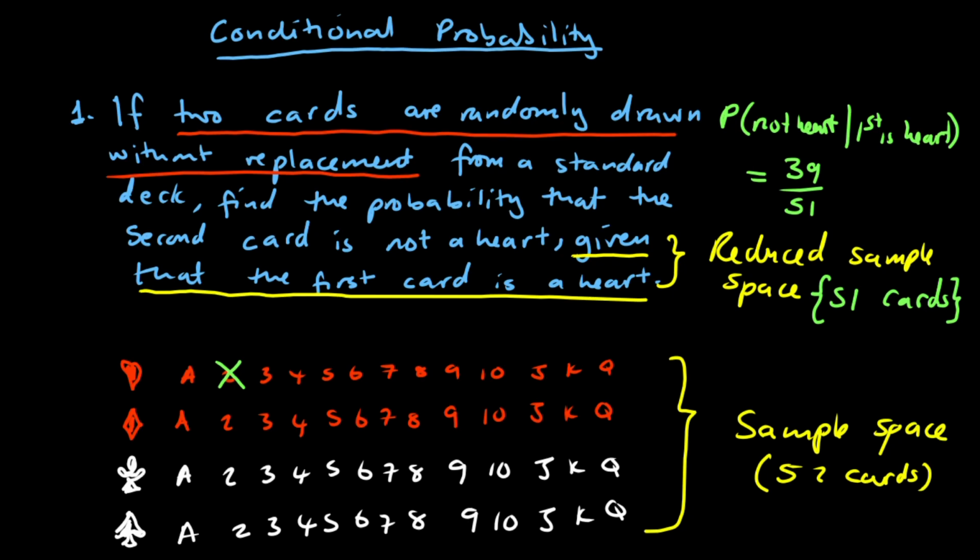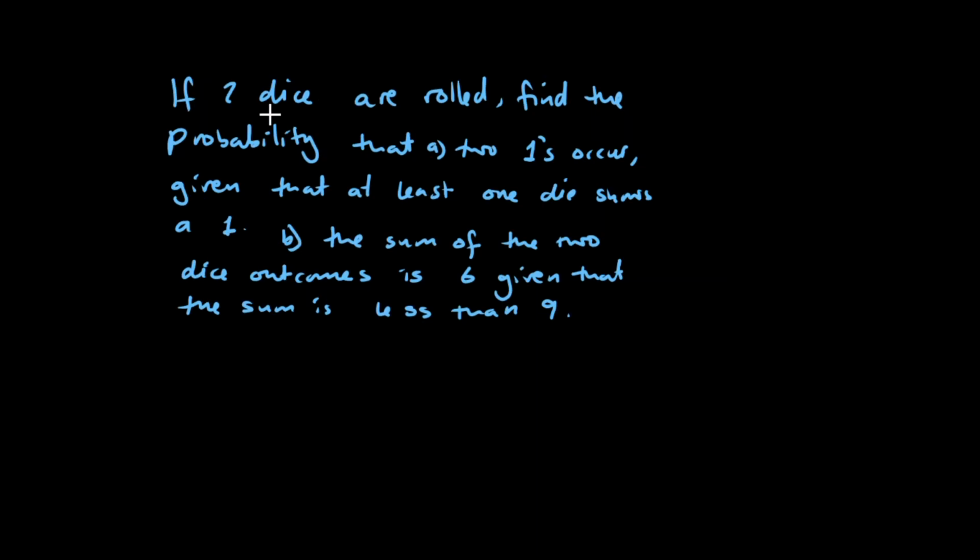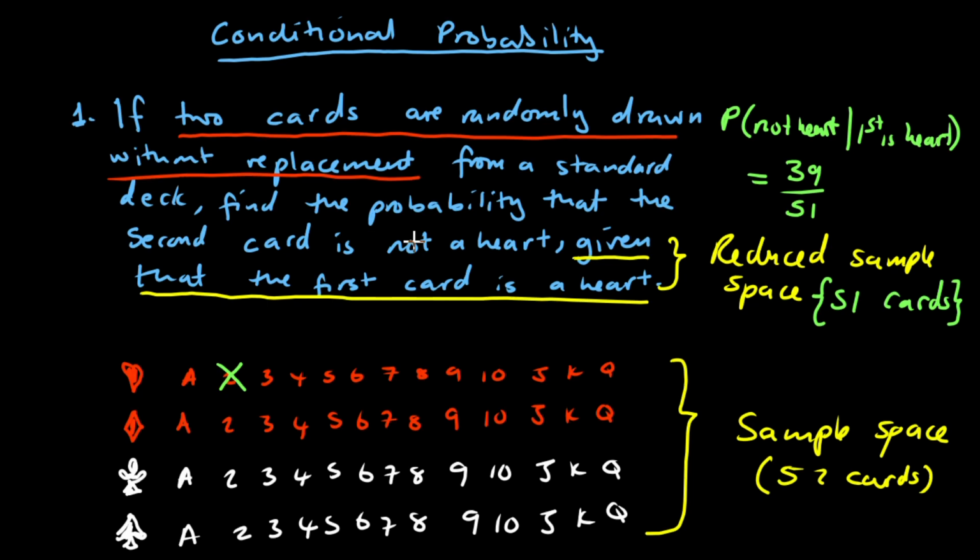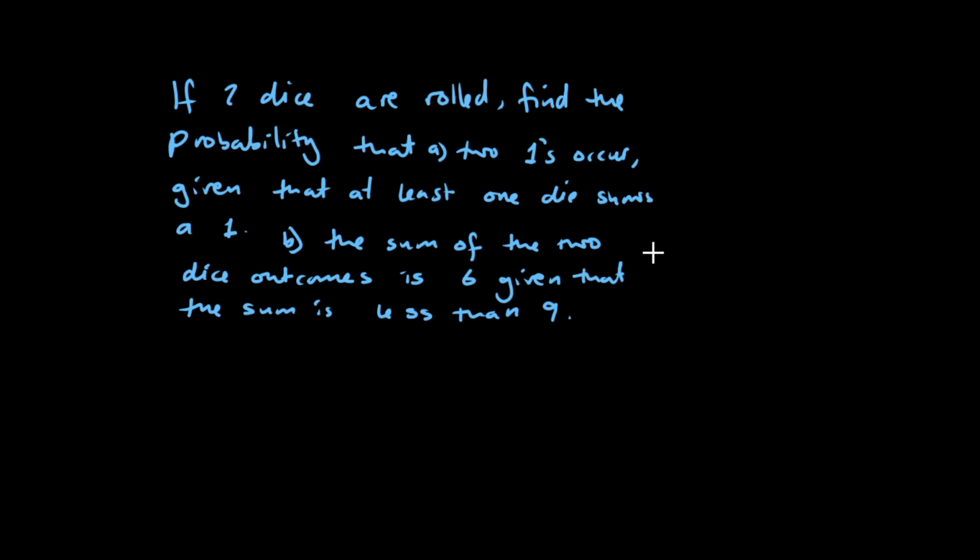Okay, let's try having another question. Two dice are rolled. Find the probability that two ones occur, given that at least one die shows a 1. I just wrote two questions here so that we can understand. When we roll two dice, what is the sample space? That's the first thing we need. Like when we had our situation here, we talked about the sample space first. So we also need a sample space here.